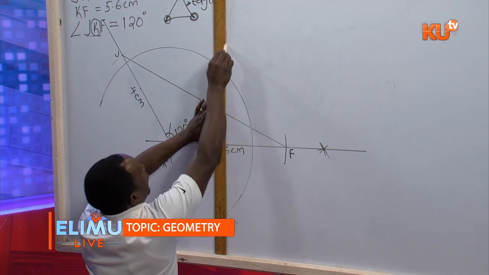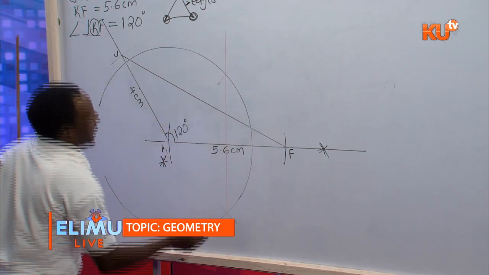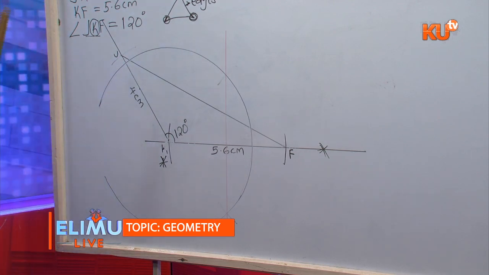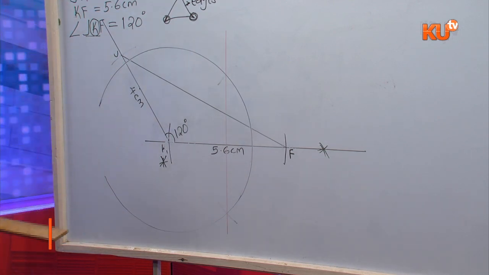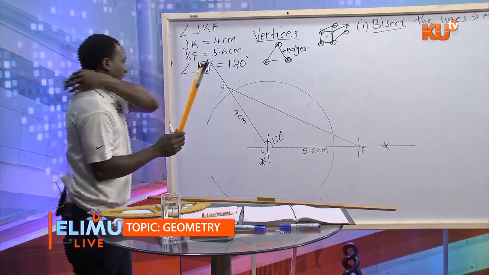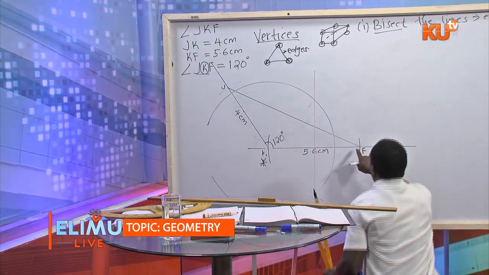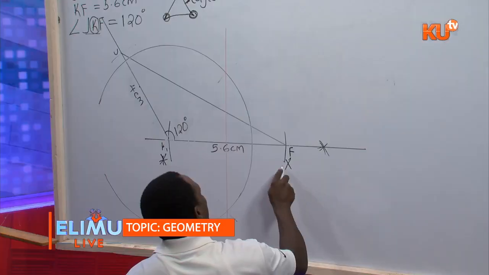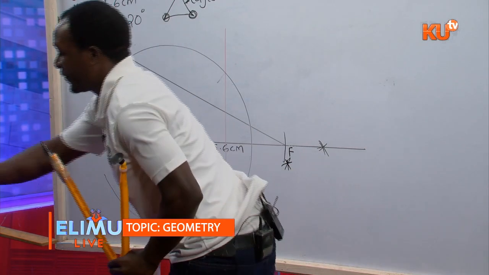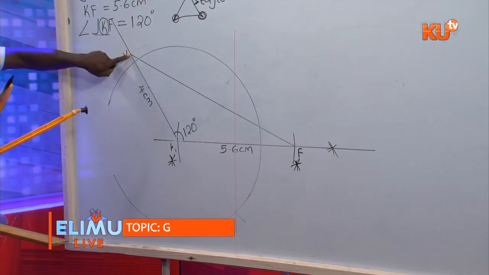Restrain, then draw. Okay. Now I have my perpendicular bisector. I hope you have not yet changed the measurement of your compass. And here you have used this part. So put a star. You won't come back to this part again. After that, you have not touched J.